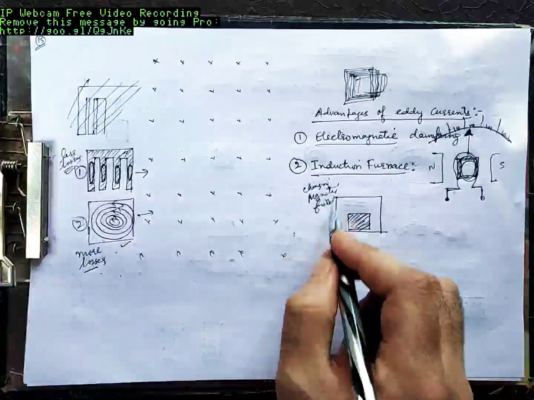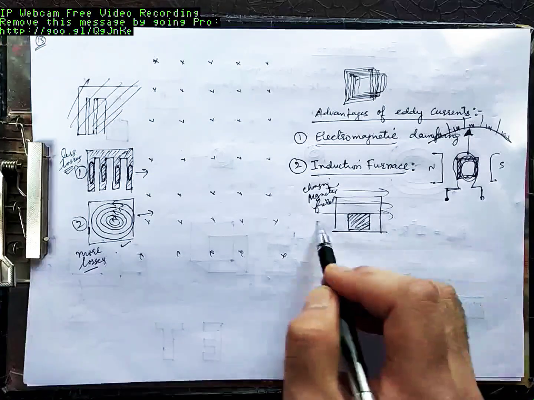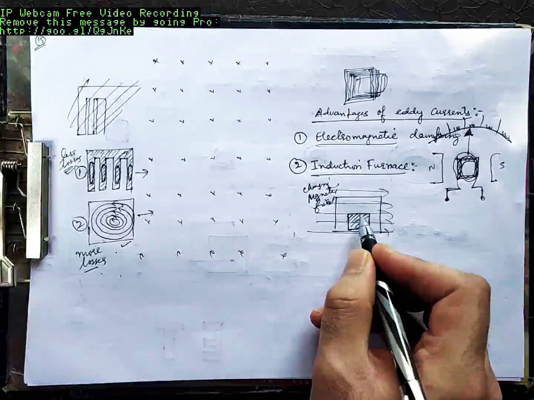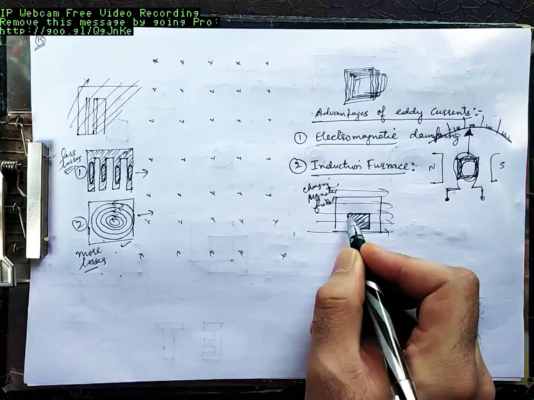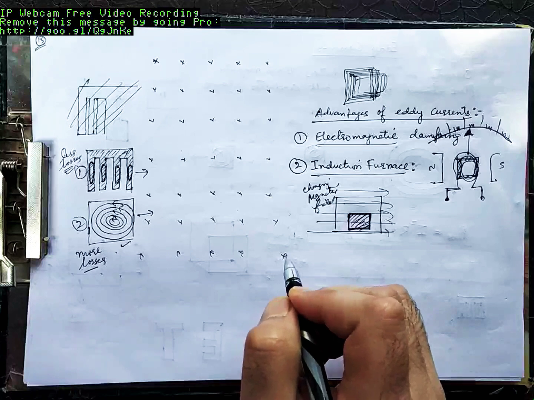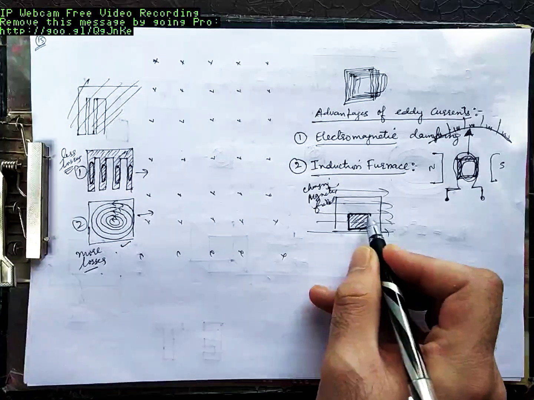Because of this changing magnetic field, the flux through this is changing. When flux here is changing, so flux through this metal is changing. This should be metal. When flux through this is changing, it will have eddy currents in this. Because of the eddy current, there will be heat produced. Because of the heat produced, this metal will heat up.